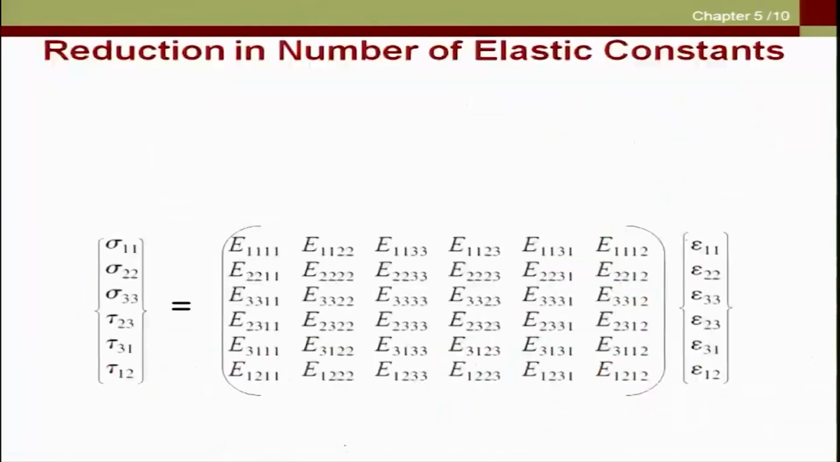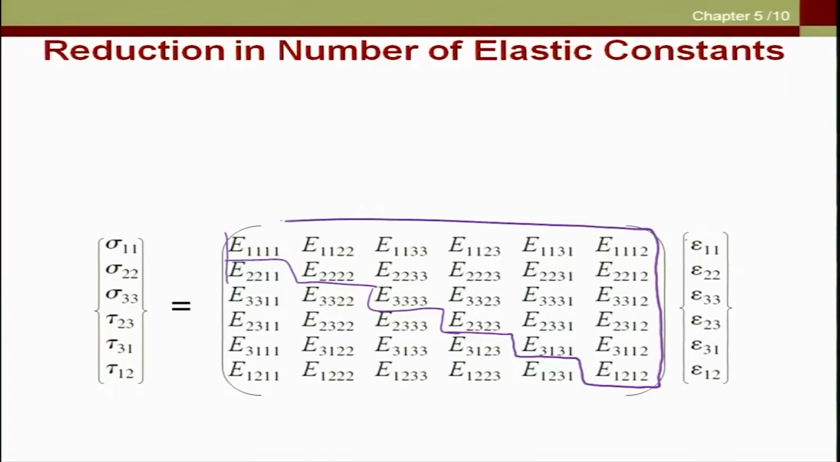If that is the case, then how do these equations work out? Now, earlier we had shown that because of strain energy considerations, these are the only independent elastic constants, right, because this matrix is symmetric. So, for full anisotropy, we have 21.